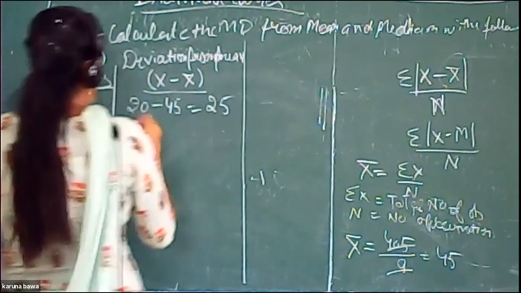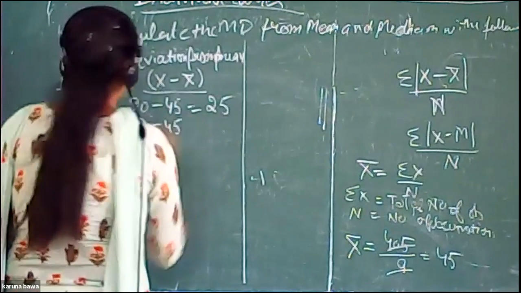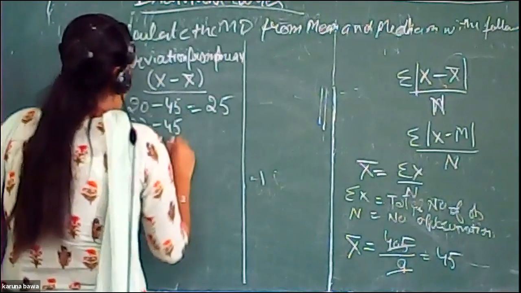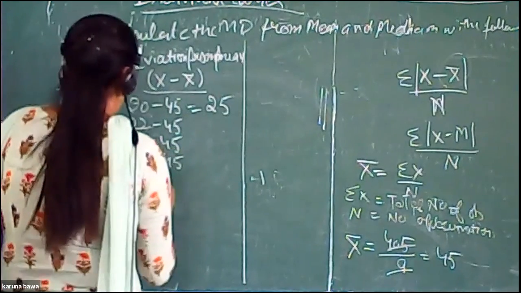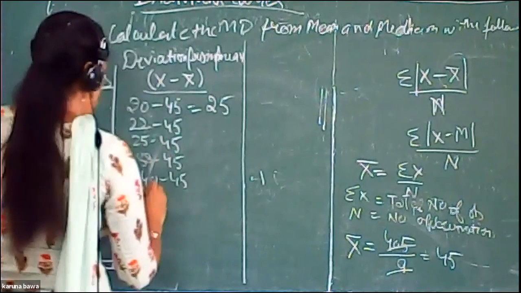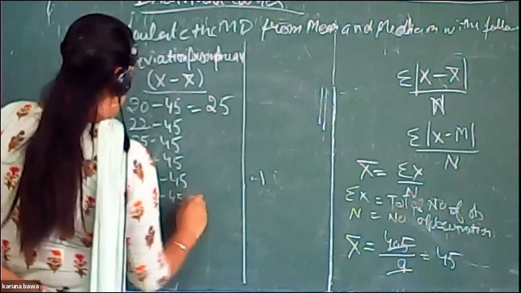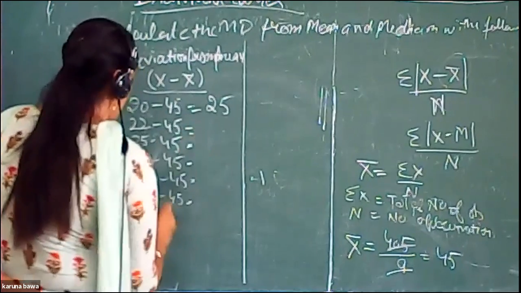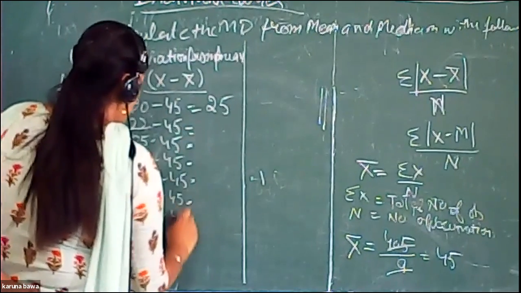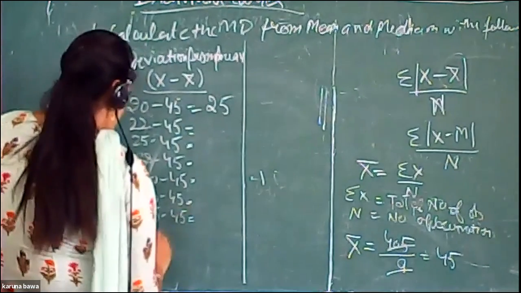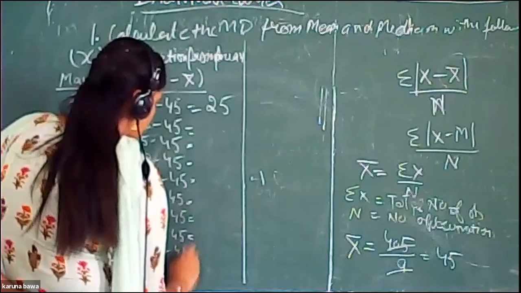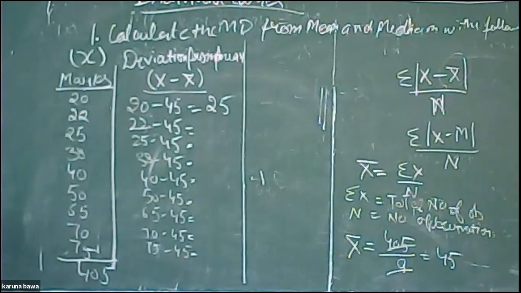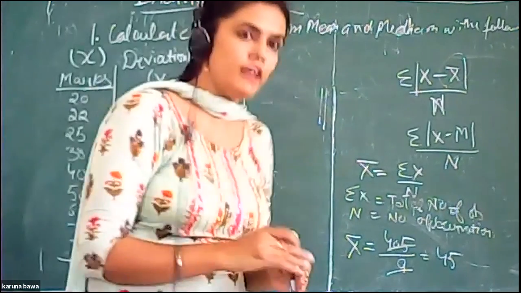On the other hand, 22 minus 45, 25 minus 45, 38 minus 45, 40 minus 45, 50 minus 45, 55 minus 45, 70 minus 45, and 75 minus 45. Basically, in this item, we ignore the sign of positive and negative.